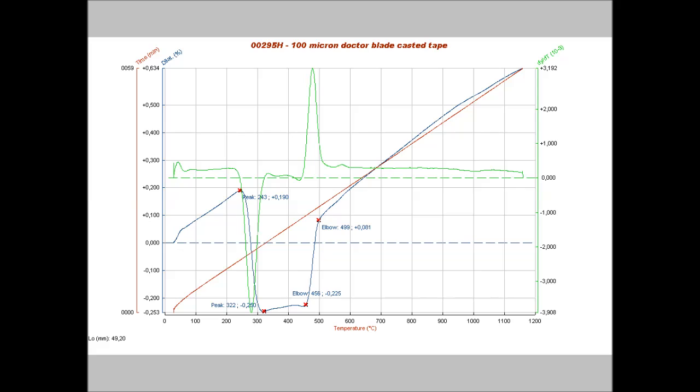This is the graph of the test on the green ceramic tape with a thickness of 100 microns. The material starts expanding, but it undergoes a sharp contraction, which starts at 243 degrees Celsius, and it ends at 250 degrees. This volume reduction is caused by the burnout of the binder. Then it stays quite stable up to 456 degrees, but at this temperature it expands rapidly up to 499. After this, it keeps expanding smoothly again. This is an unexpected behavior for this kind of material, and it was investigated deeper.